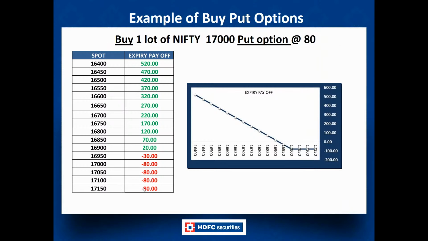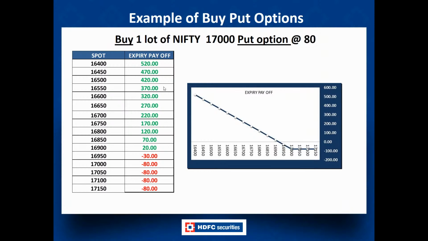In this payoff table, you will be able to understand that if Nifty closes on or above the 17,000 level, you will lose only 80 rupees per share, not more than that. But if Nifty starts moving below 17,000, now suppose Nifty closes at 16,700, then you will be getting 220 rupees per share as a profit on an investment of 80 rupees per share. That is approximately three times your investment.